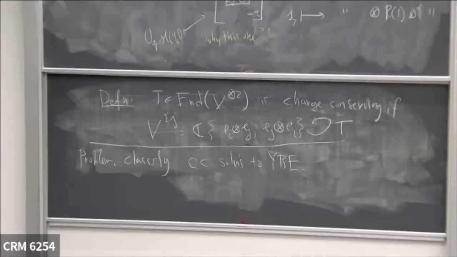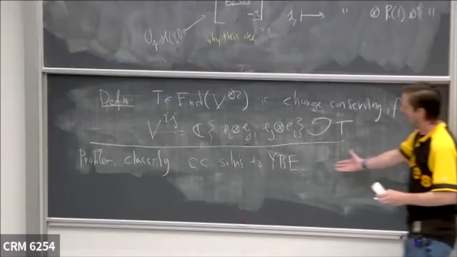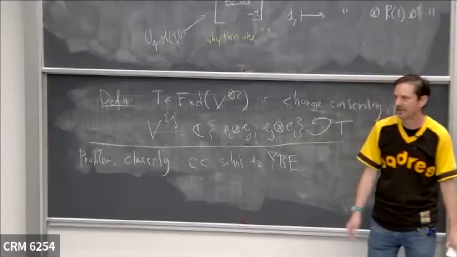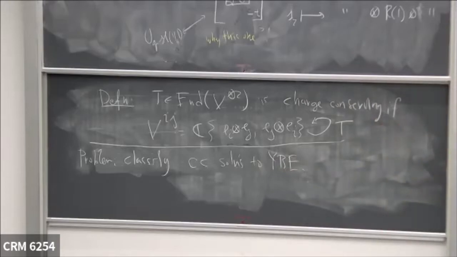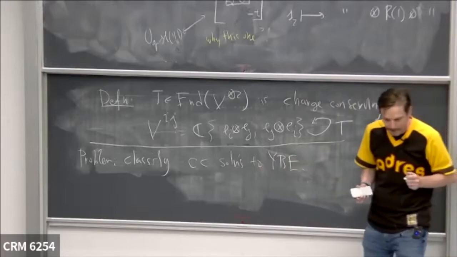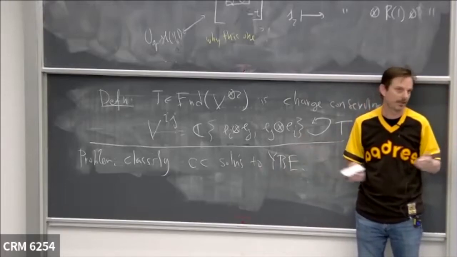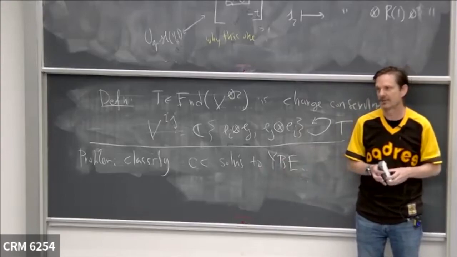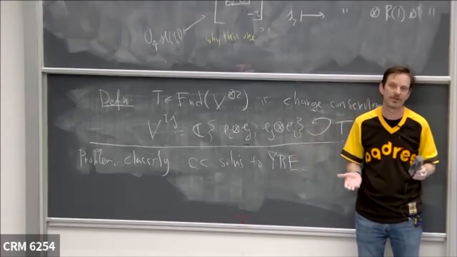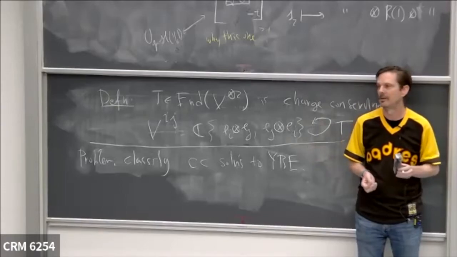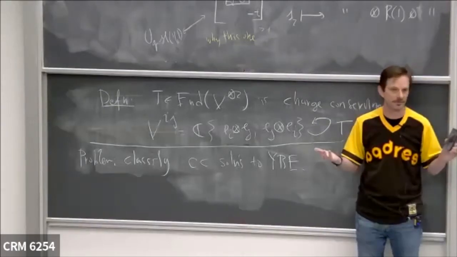So let me say a little bit about classifying any kind of solutions to the Yang-Baxter equation. It's in general a pretty hard problem. What's known? Hietarinta, in the early 90s, classified all solutions to the Yang-Baxter equation that were 4 by 4, and that continues to be the best we know.